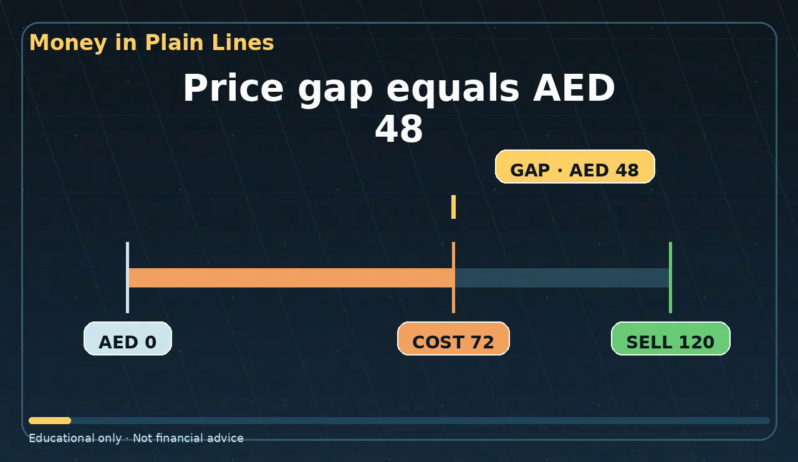Markup looks back at cost. Gross margin looks at sales revenue. The denominator changes the percentage. Imagine Amina running a fictional weekend craft stall. She buys one plain canvas tote from a supplier for AED 72 and sells that tote for AED 120.